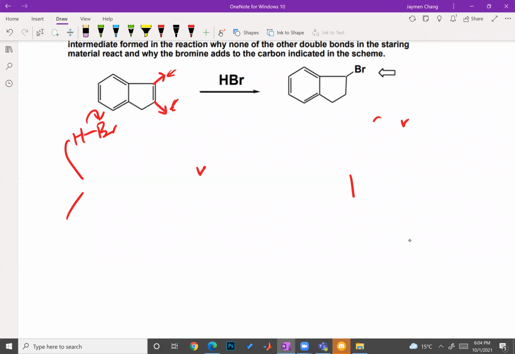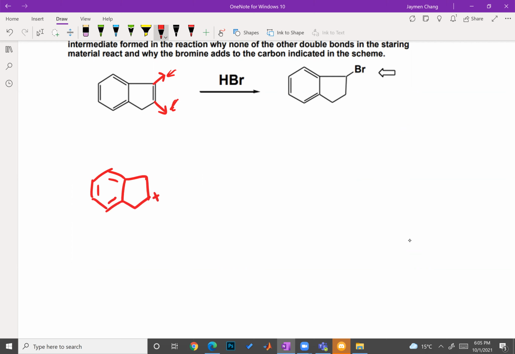And what we'll see is we'll be able to get two different things. One with the carbocation here. And one with the carbocation here. So which do you think is more stable, the left one or the right one?